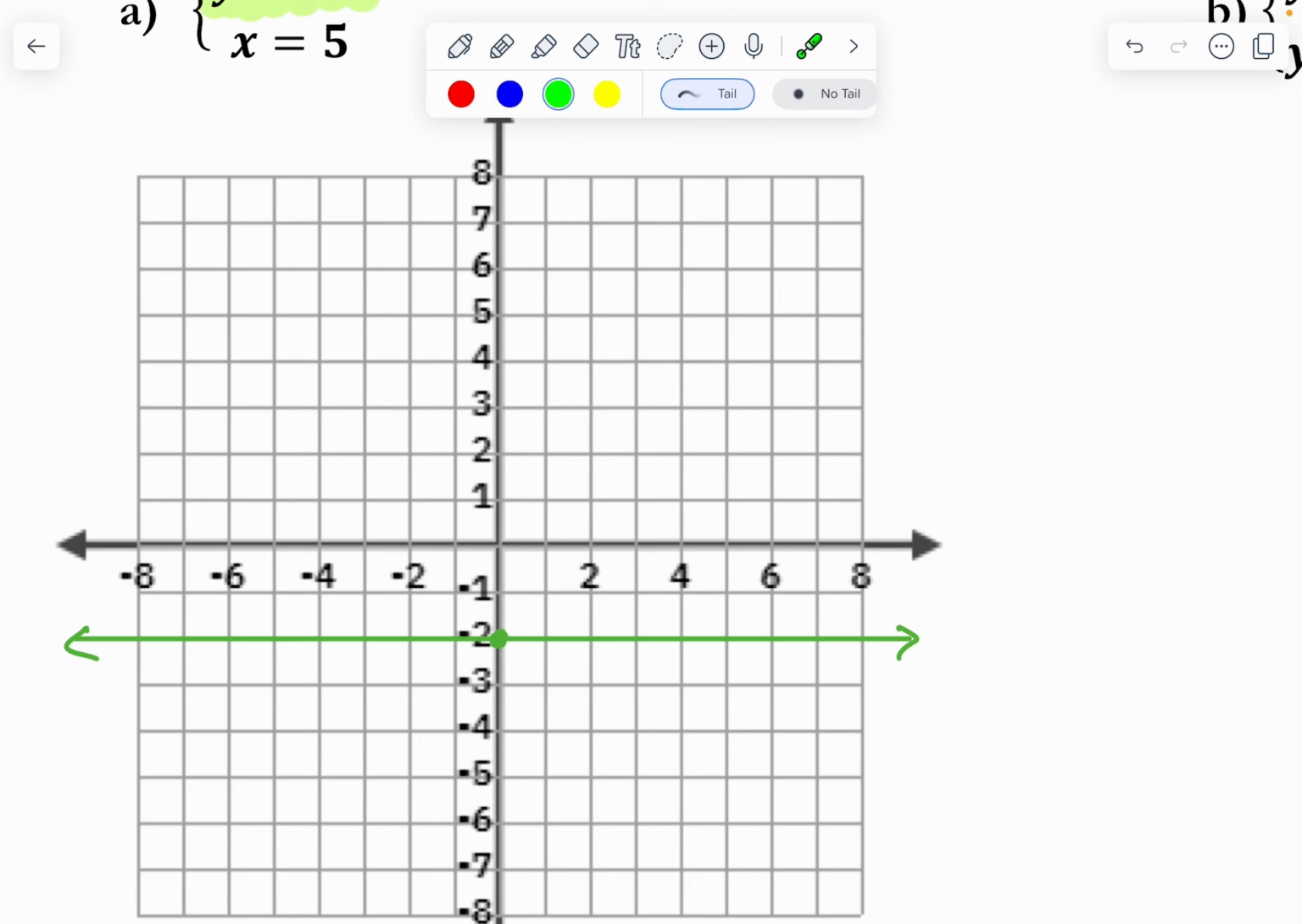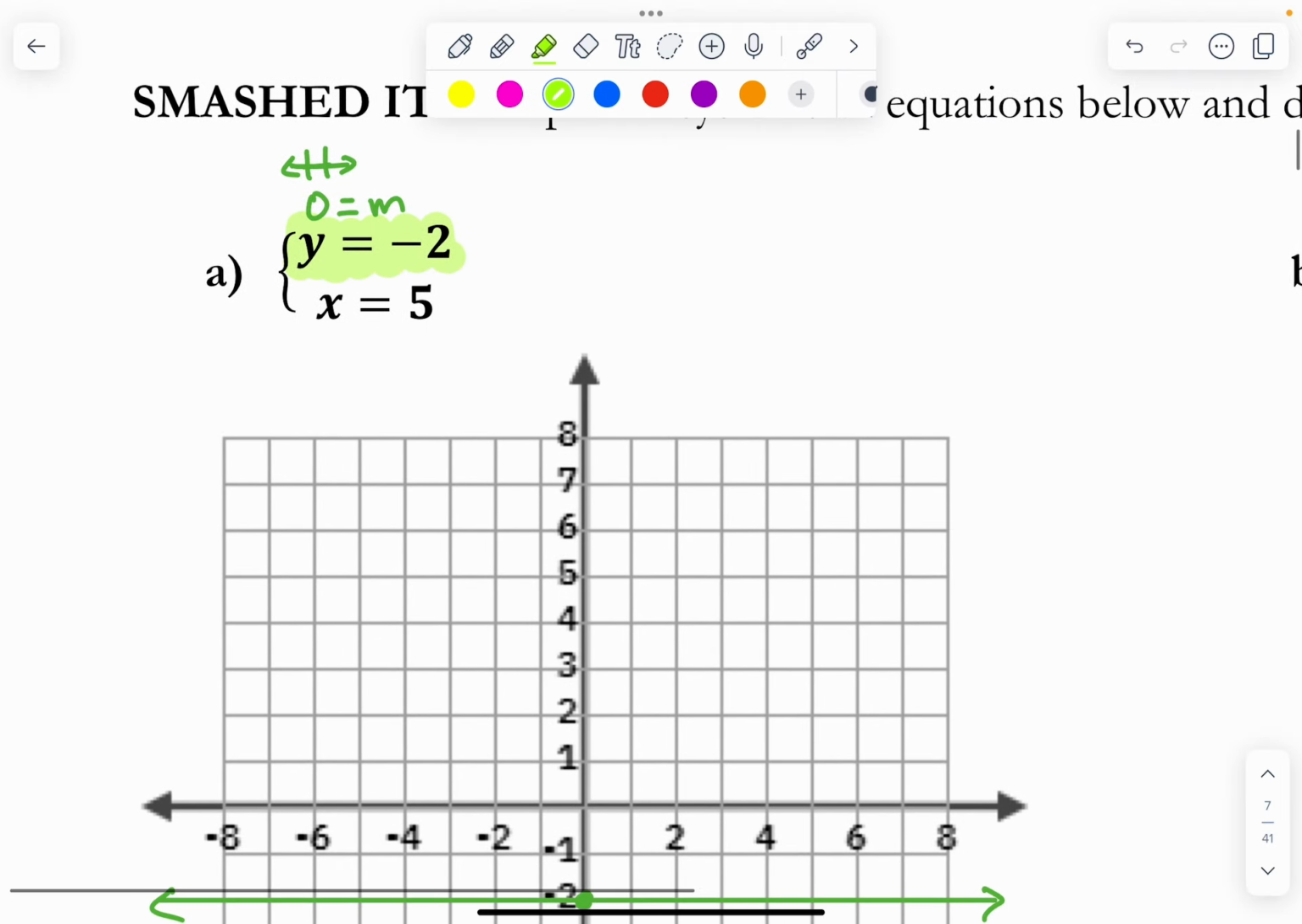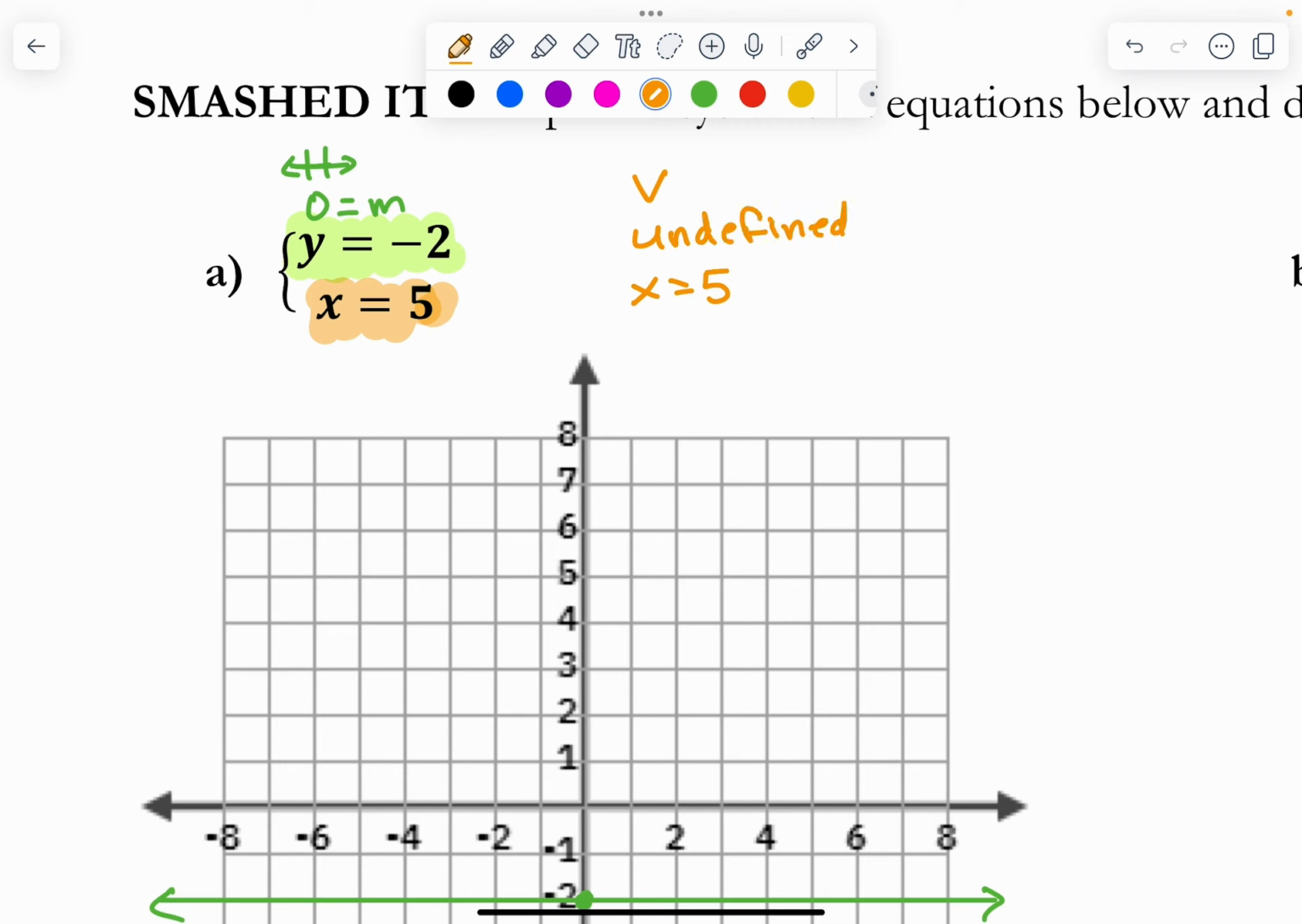Right, and remember that the reason this is true is because anywhere on this line, my y is always -2. It doesn't matter where it is. It goes infinitely to the left and to the right. Now, for my x equals 5, well, we use a different word. We use VUX. X equals 5, undefined slope, that would be my slope, is undefined. And we have a vertical line.